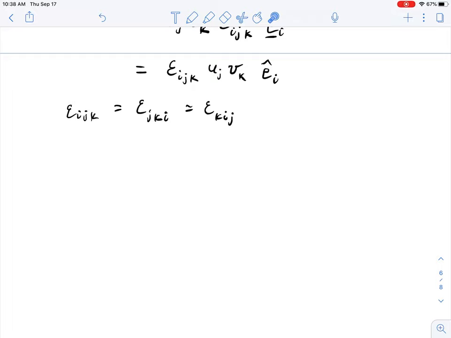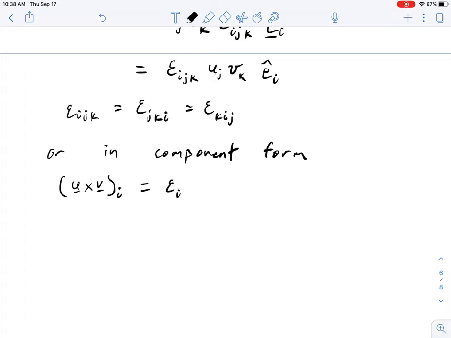All right, so we can look at that in component form. The ith component is equal to epsilon ijk u_j v_k.